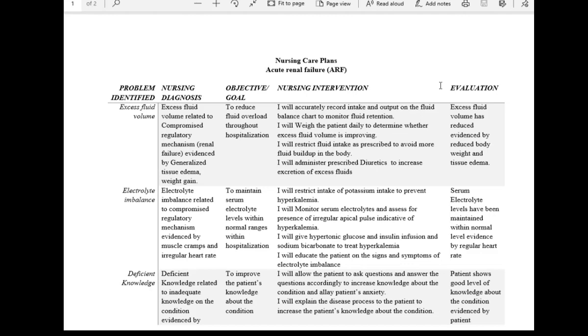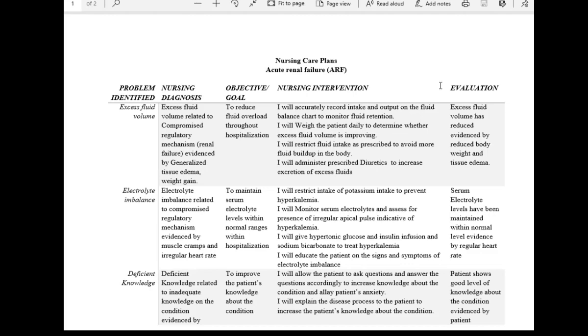So I will monitor all the fluids that have been taken by the patient and all that is being excreted from the body, and I will record it. I'll record on the fluid balance chart so that I can monitor if there's fluid retention, if there is a big difference between the fluids that have been taken in and the fluids that have been released from the patient.